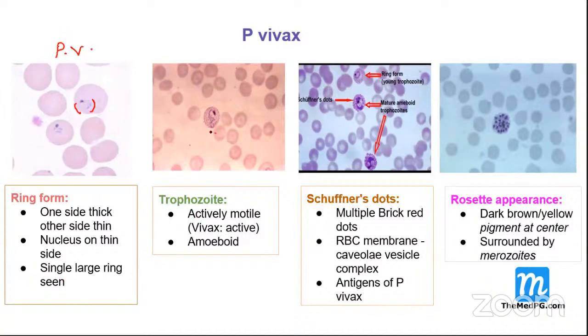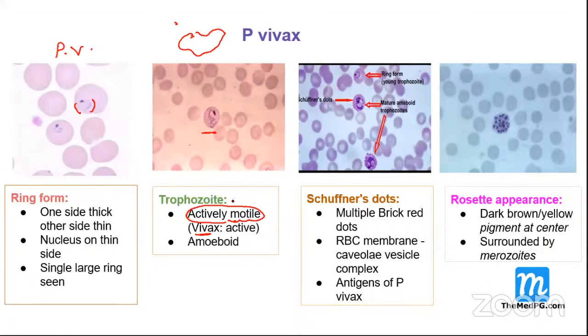Next, this is another peripheral blood smear where you can see the trophozoite. What is the shape of the trophozoite over here? It is something like an amoeboid shape, that is, shapeless. So it is active and motile. If you see a more distorted trophozoite, that means it is highly motile. It is a moving trophozoite, and it is a very important feature of this Plasmodium vivax.